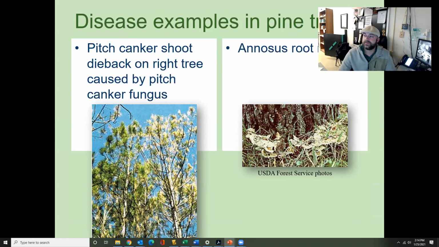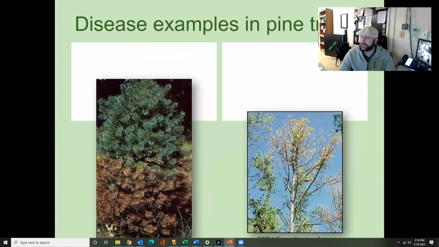And annosus root rot. That's typically caused by a little bit too much moisture. And if you start seeing a lot of mushrooms around the bottom of a tree, you might want to try to clear that out a little bit to let that tree breathe and dry up a little bit.